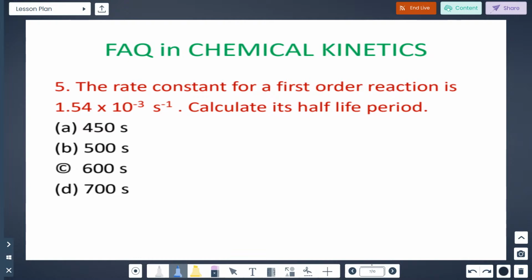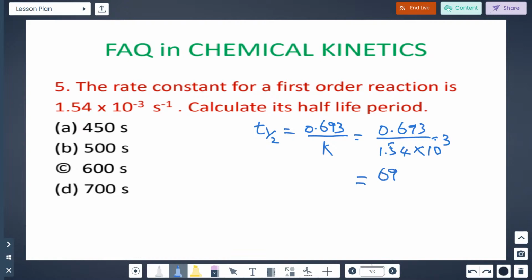So here, first order reaction means T 1/2 is equal to 0.693 by K. Understood? Okay. Here the rate constant is called K. That's given. You just substitute: 0.693 by 1.54 into 10 power minus 3. 10 power minus 3 is in the denominator, so if it goes to the numerator, 0.693 becomes 693.